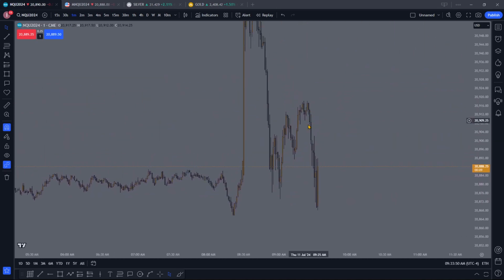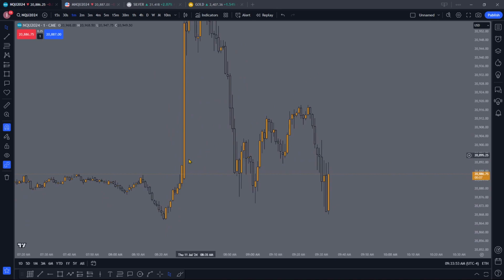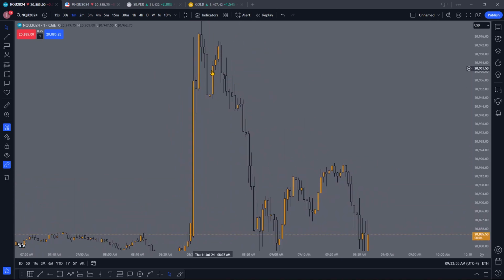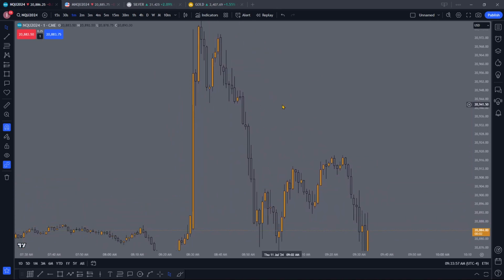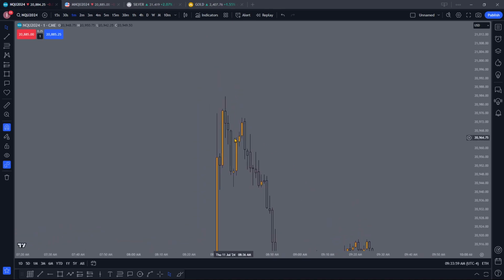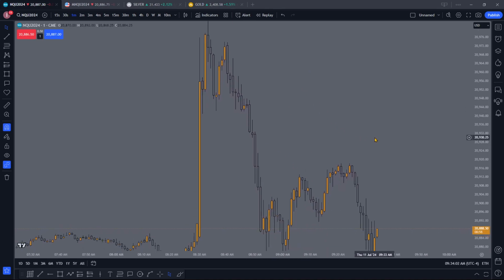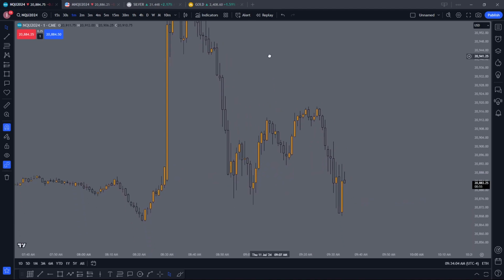Yeah, so we just had CPI. It took the data lows after inversing this, didn't take any liquidity. I didn't like this inversion, but it worked out.